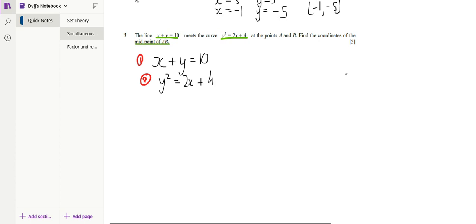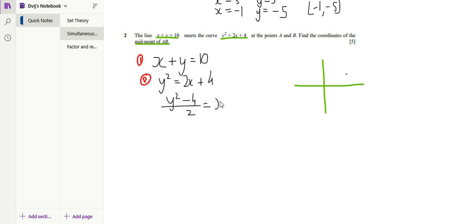And for a question like this, the first thing you might want to do is just draw yourself a pretty simple graph. So if this is y squared is 2x plus 4, we can just say that (y squared minus 4) over 2 is equal to x. And that's the same as saying half y squared minus 2 is equal to x.